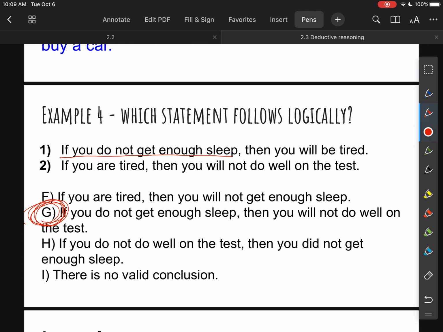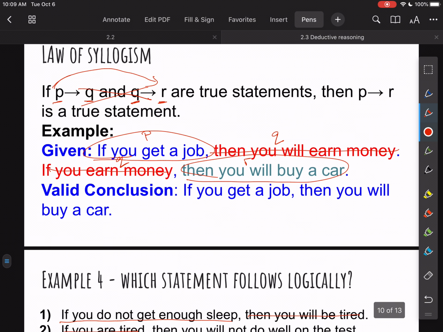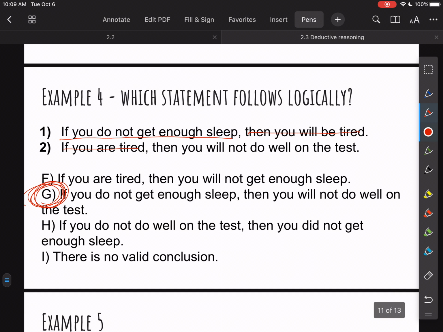It says, basically, P is true, right? Then this guy, then you will be tired, and if you are tired, the being tired is the thing that doubles up, so that's the Q, right? Then you will not do well on the test. So if you do not get enough sleep, then you will not do well on the test. We can conclude that because this guy and this guy matched up.